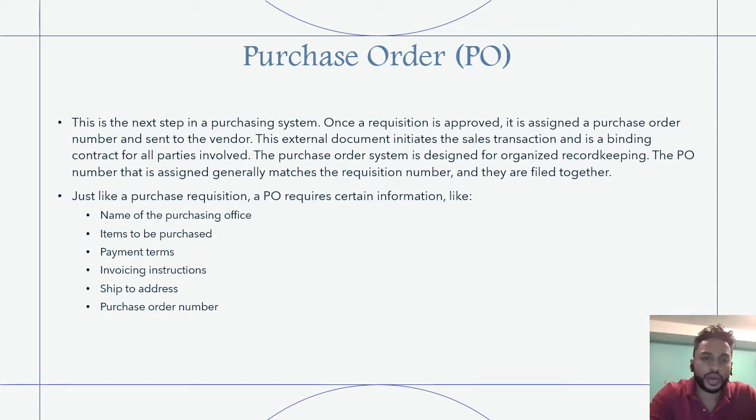So just like a purchase requisition, a PO requires certain information like the name of the purchasing office, items to be purchased, payment terms, invoicing instructions, ship to address, purchase order number. Guys, this is all standard stuff on POs. A lot of you guys work in warehouses. I'm sure you understand what a PO is if you work in a warehouse.